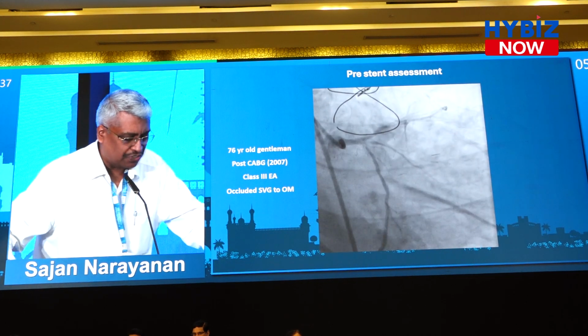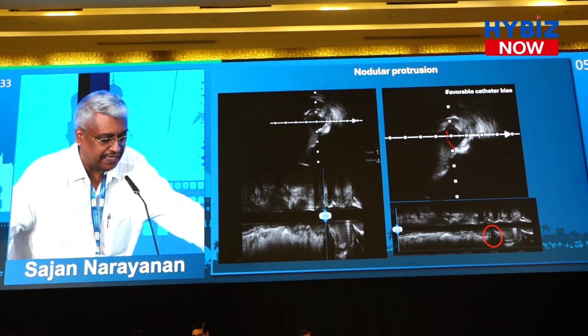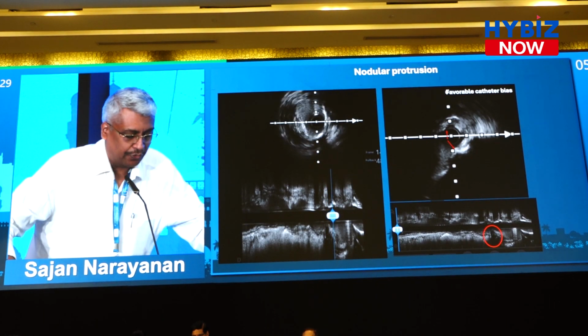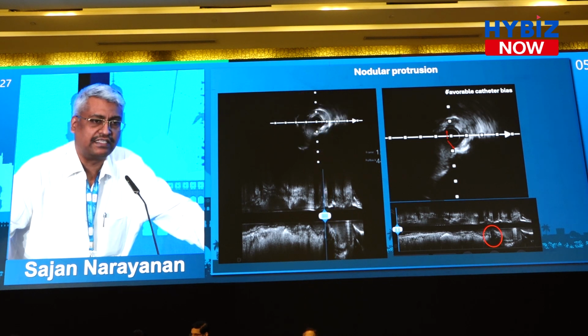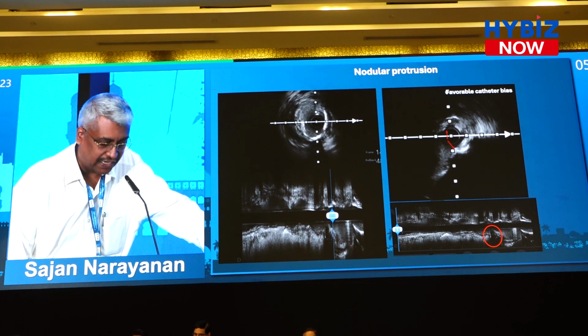This is a 76-year-old gentleman, critical lesion at the obtuse marginal origin. And when we took the imaging, you can see there is a nodular protrusion. This is another expression of calcified lesions, a nodular protrusion. And most importantly, the IVUS catheter seems to hug the nodule. So this is an example of what is referred to as favorable catheter bias.